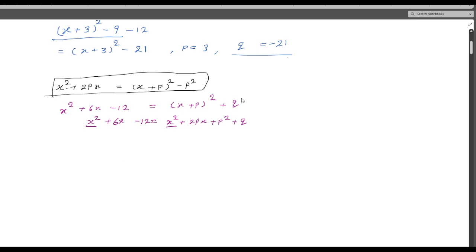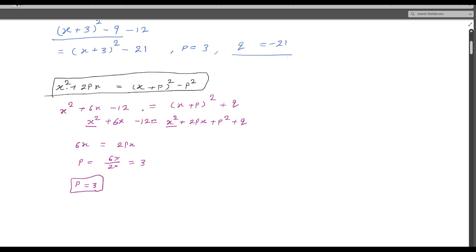Then let us compare the x term. So on the left hand side I have 6x, on the right hand side I have 2px. So by comparison we will get the value of p as 6x divided by 2x, which will give you 3. So the value of p is 3.